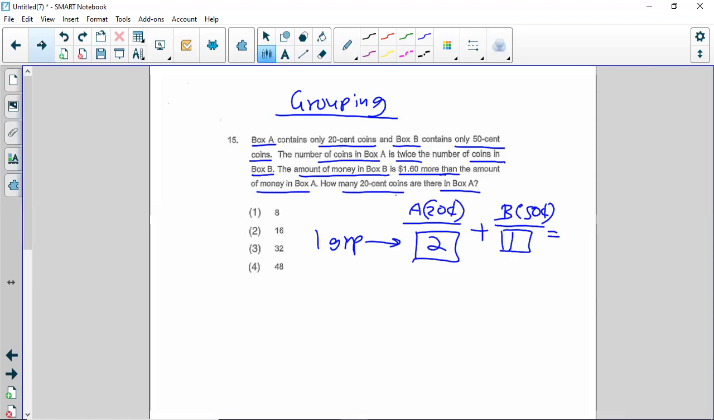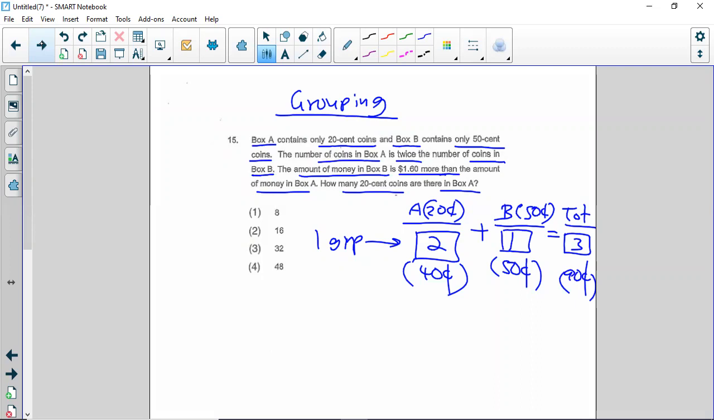And then there is also a total number of coins, which is 3. What else do you put inside your group? There is money involved. The question also talks about how much. So can you find how much is one group? If there are two 20-cent coins, then there must be 40 cents. One 50-cent coin must be 50 cents. How much is one group? One group must be 90 cents. So in this grouping method, you have to make one complete group. So what is the process of this method?